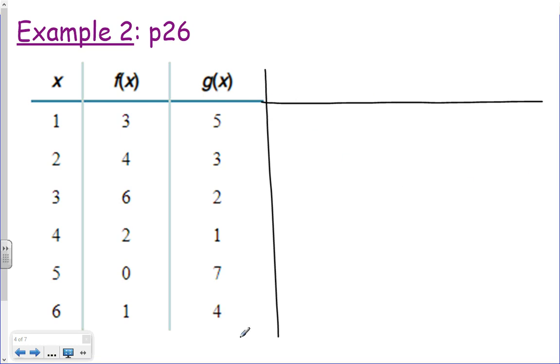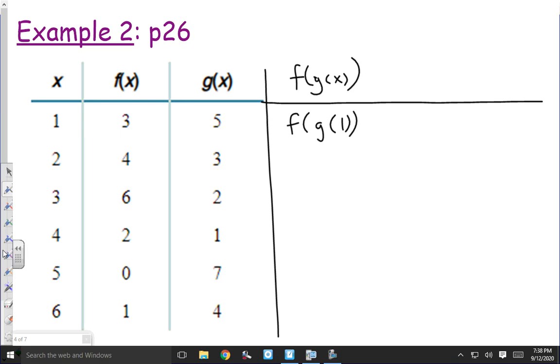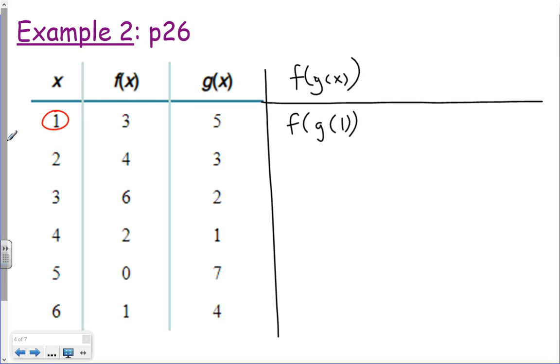We'll call this, which way do they want us to do the composition? F of g of x. Make sure you do the composition in the right order, because order does matter here. F of g of x. All right, so f of g of x. So if I plug in x equals 1, that would be f of g of 1 is what I'm looking for. And so for f of g of 1, the place to start here is you've got to start out at x equals 1, and the question is, what value is function g at x equals 1? So that's looking over here at this value of 5. So g of 1 is equal to 5.